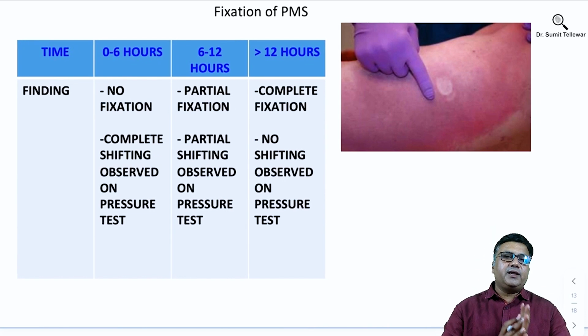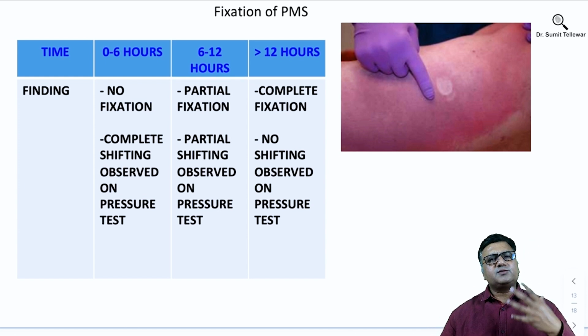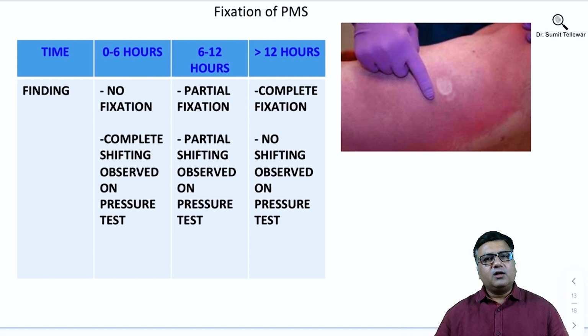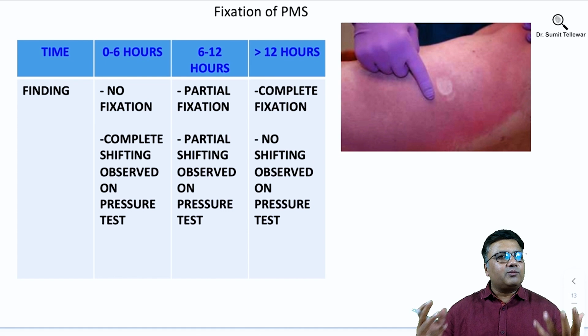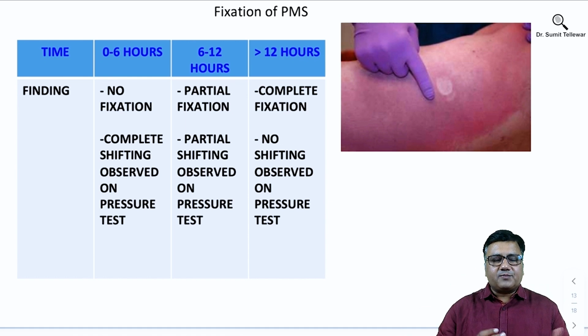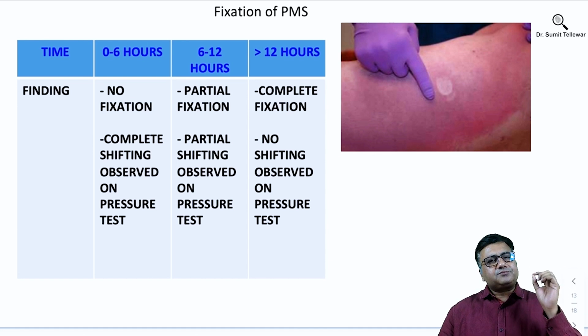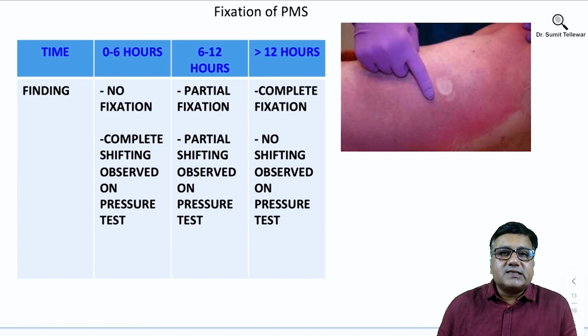Another very important area of post-mortem change is fixation of post-mortem staining. Now, a lot of students know what post-mortem staining is. It is the gravitational pull of the stagnated blood after death towards the dependent part of the body. Wherever the post-mortem staining develops, after looking at it, we can say what would have been the dependent area of the body. So it helps in identifying the position of the body after death. But post-mortem staining also helps in identifying time since death.